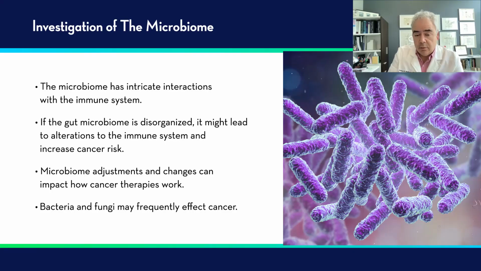Now, another area where there's some study underway is the investigation of the microbiome. It appears that the microbiome may somehow have very intricate interactions with the immune system, and particularly the microbiome of the gut. So if the microbiome of the gut becomes disorganized or altered, it may lead to alterations in the immune system and actually may lead to cancer risk increasing. Also, microbiome adjustments or alterations can impact how cancer therapies work, particularly immune therapy. The study of the cancer microbiome is a very hot area of investigation, and scientists are uncovering a lot more information about how the cancer microbiome works.